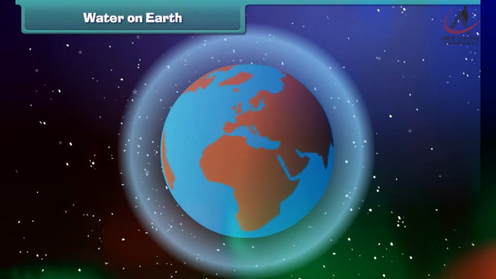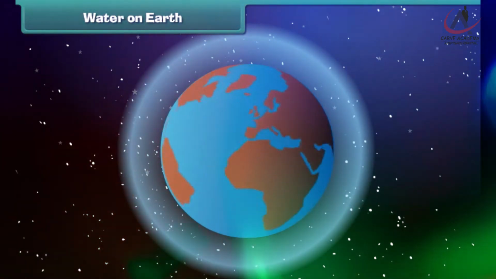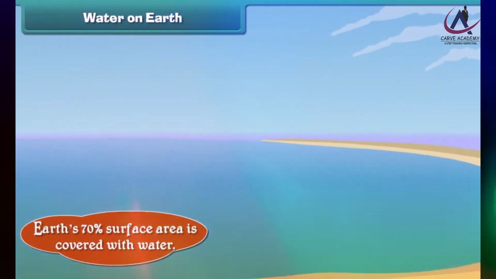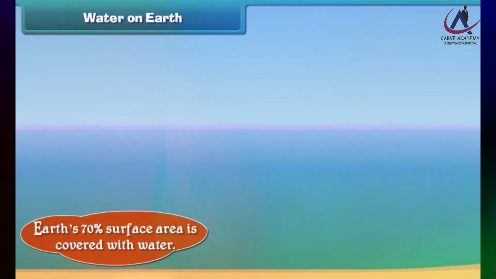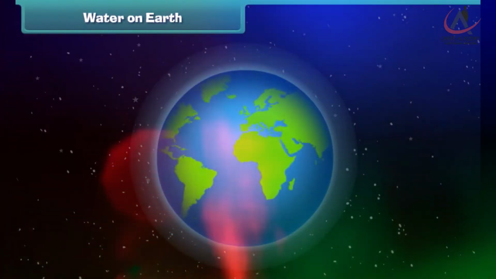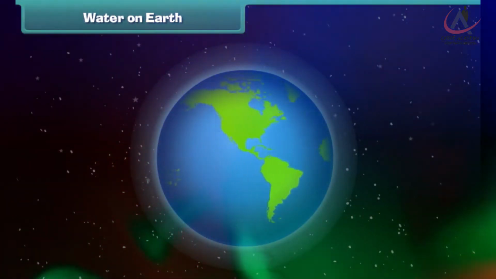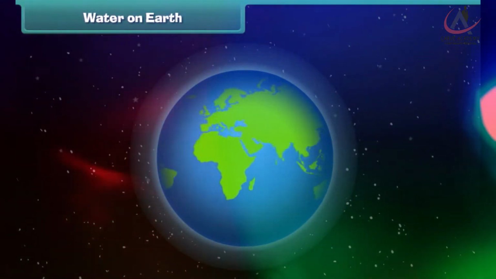Water is the most abundant substance present on the Earth. In fact, 70% of Earth's surface area is covered with water. Do you know Earth is also called a blue planet because when seen from space, it appears blue due to water.